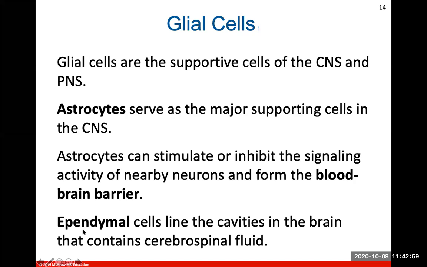The ependymal cells will line the cavities in the brain that contain cerebrospinal fluid. And cerebrospinal fluid is fluid that travels within the ventricles of the brain, but also travels down the central canal of your spinal cord. So they're all connected and they're filled with this cerebrospinal fluid.